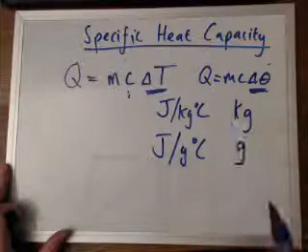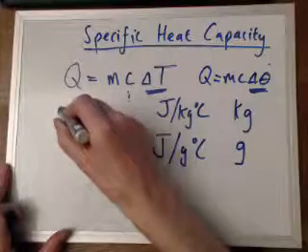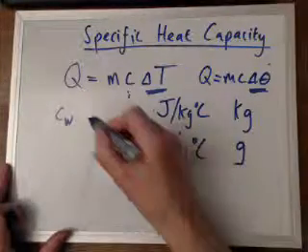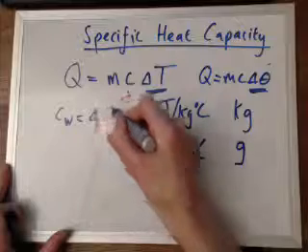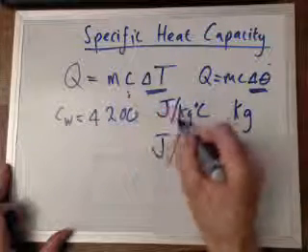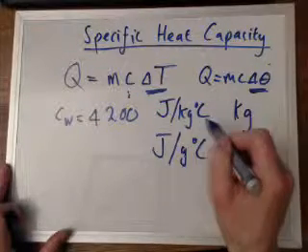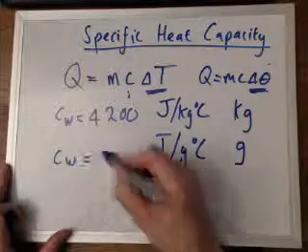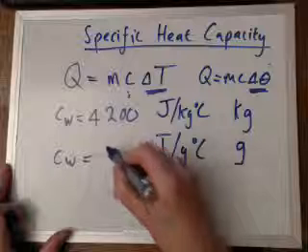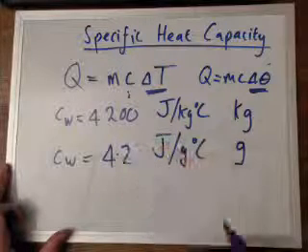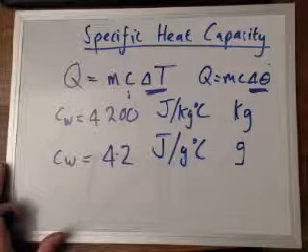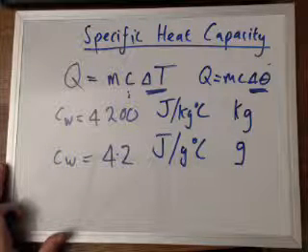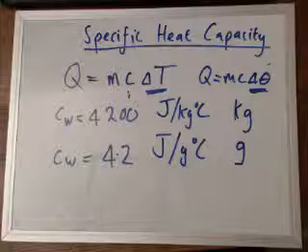In fact, for water, the specific heat capacity of water, CW, is equal to 4,200 joules per kilogram degree C, and in grams it's 1,000 times less, it's 4.2. So it takes 4.2 joules of energy to increase the temperature of 1 gram of water by 1 degree C.